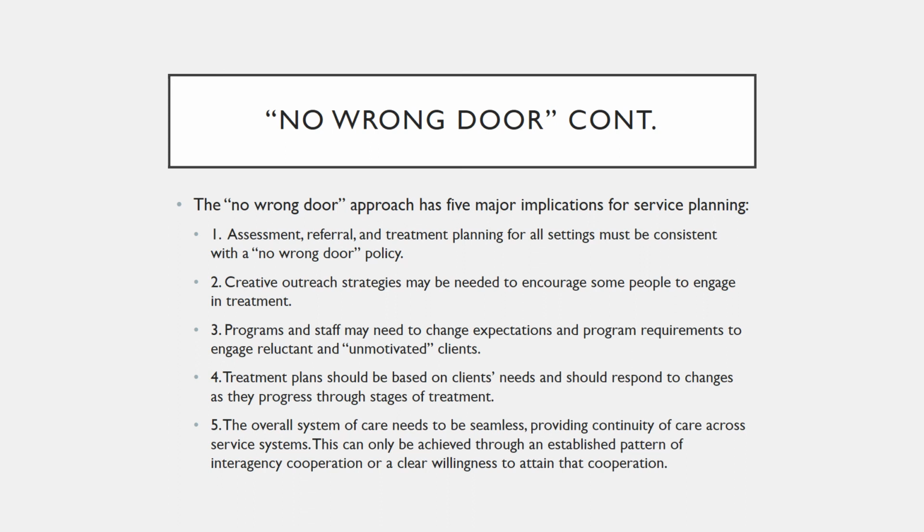Fourth is that treatment plans should be based on the client's needs and should respond to changes as they progress through stages of treatment. And fifth is that the overall system of care needs to be seamless, providing continuity of care across service systems. This can only be achieved through an established pattern of interagency cooperation or a clear willingness to attain that cooperation.